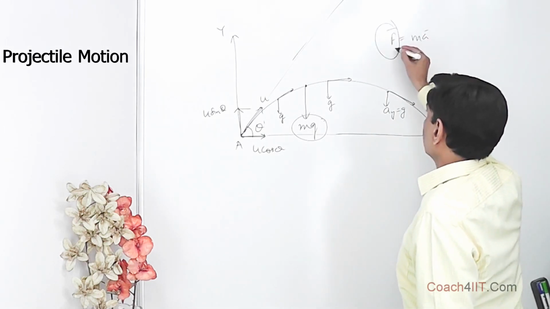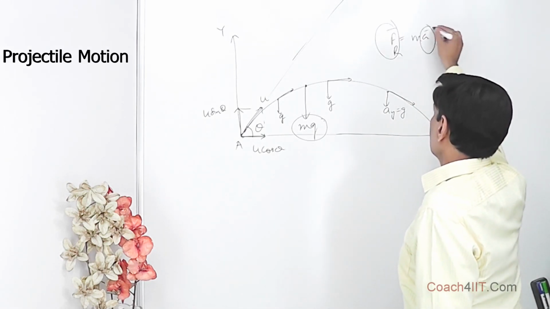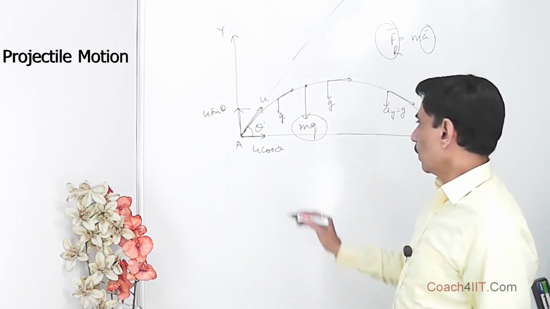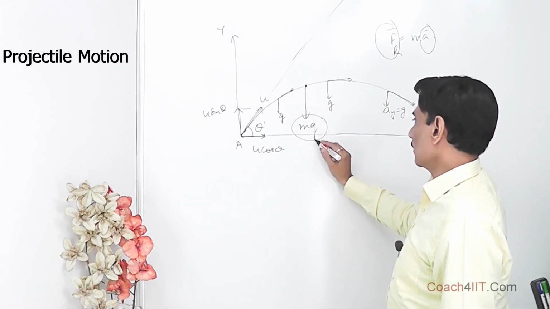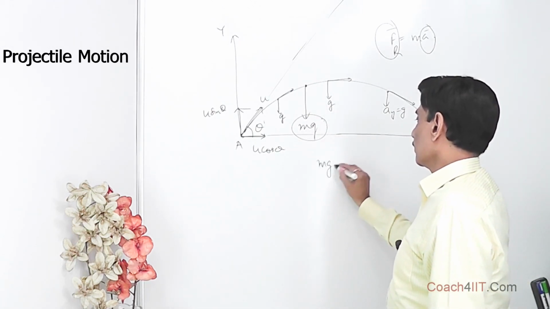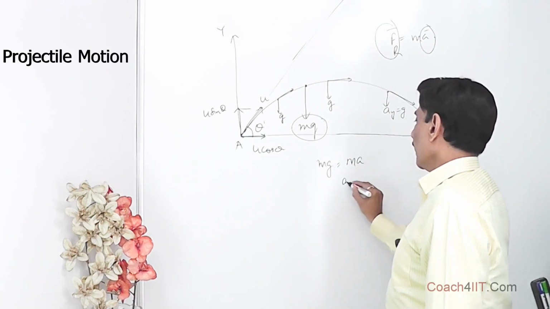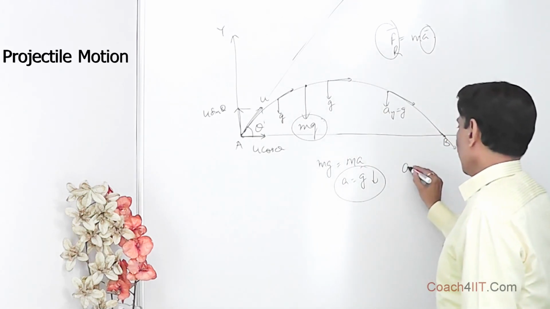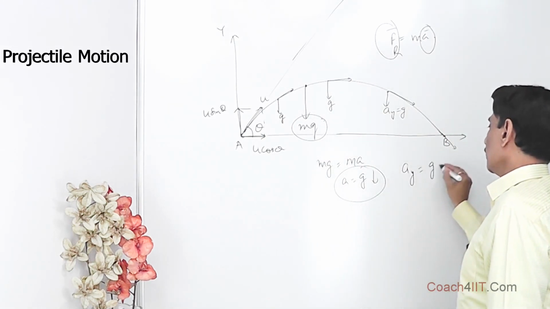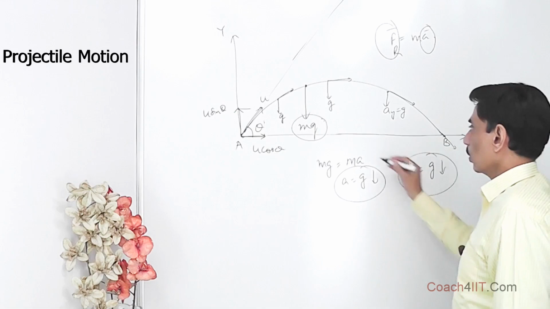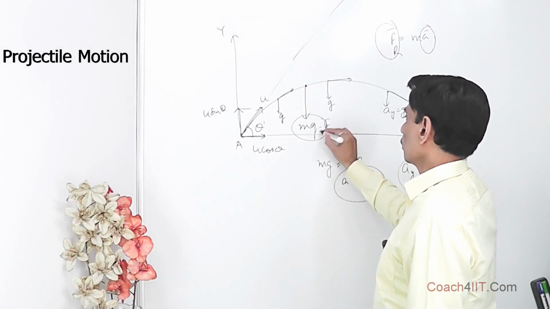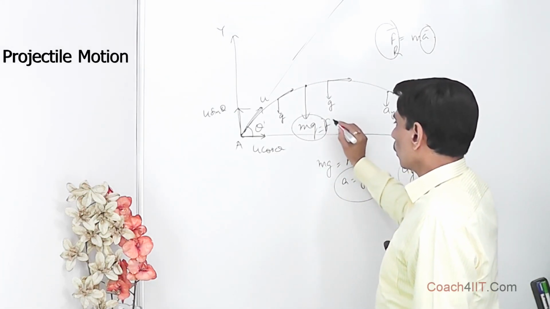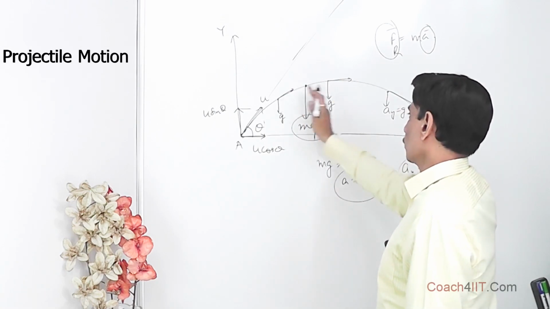Whatsoever is the direction of resultant force, the same has to be the direction of net acceleration all the time. If mg is in this direction, then mg is equal to ma, so a is equal to g in the downward direction. Or we can say acceleration along the y-axis is g in the downward direction, because there is a force acting this way. Force is equal to mass into acceleration, and there is no component of this force along the x-axis. There is no force.